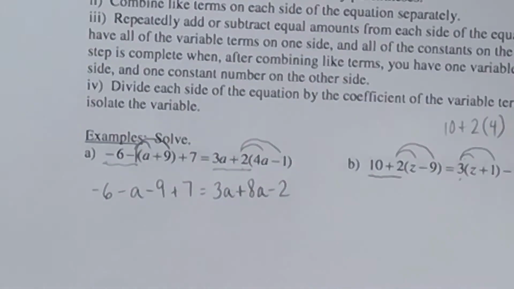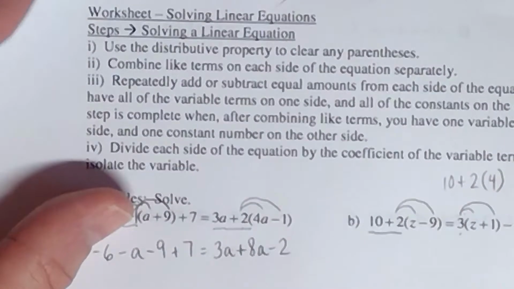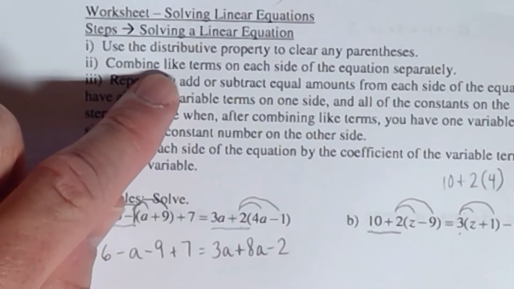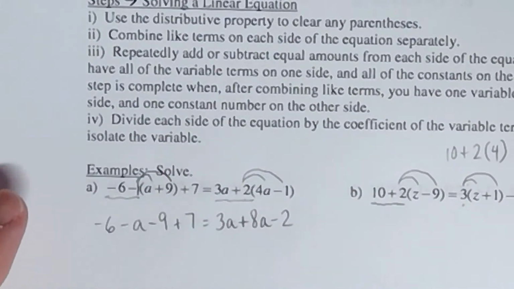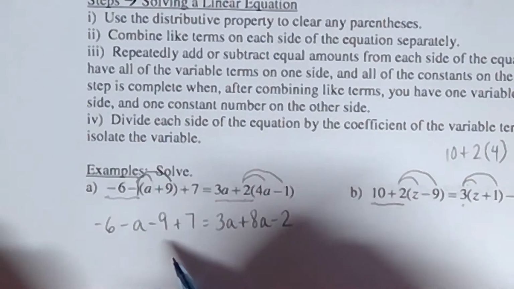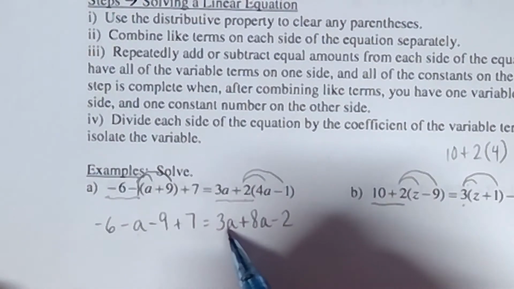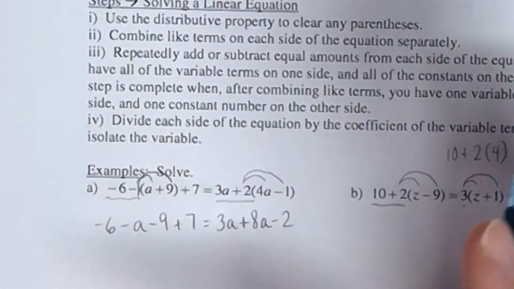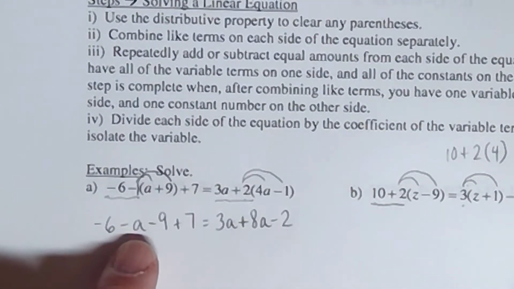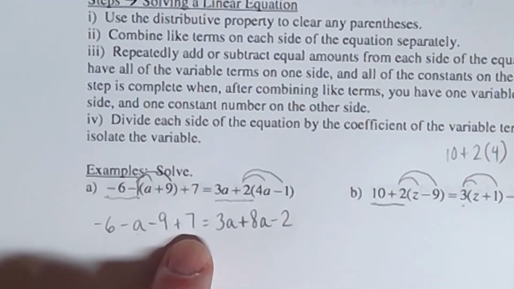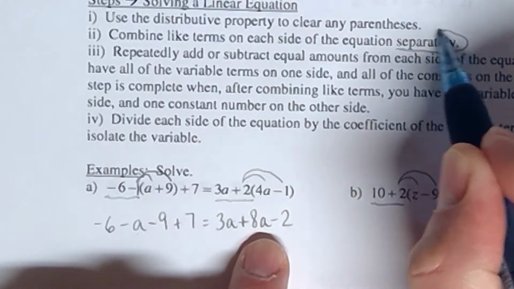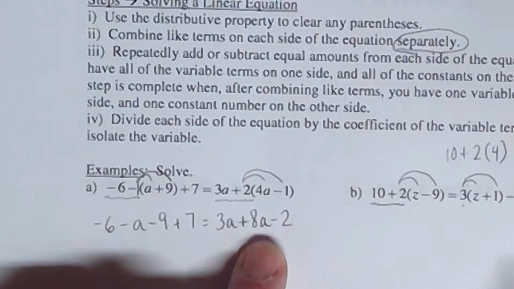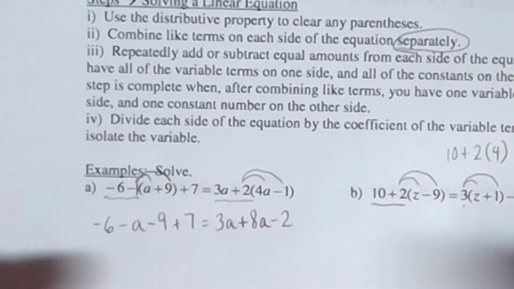All right, so we did it. We distributed. We cleared out the parentheses. What's the next step? Combining like terms on each side, right? Now, I want to make that clear, you guys. You do not combine the negative a with the 3a. They are telling you, on this step anyway, that everything on the left side of the equal sign is separate from everything on the right-hand side. Separately. Very important. Don't be combining one side to the other side right now.